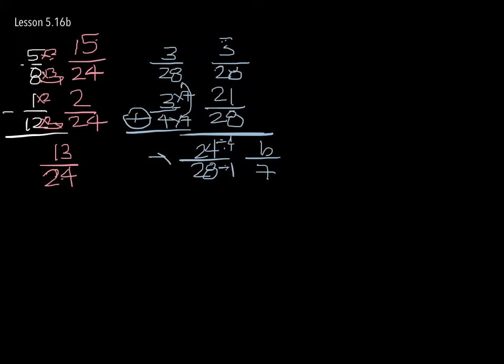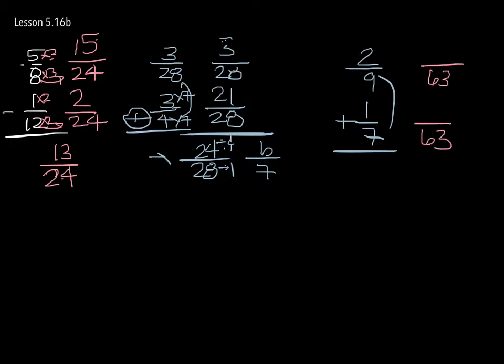Alright, let's look at our next problem. 2/9 plus 1/7. Now, boys and girls, this is one of those problems where we can rack our brain and try and find something, but sometimes it is easier just to multiply the two of them together. So if I multiply 9 times 7, I'm going to get 63. And if I multiply 7 times 9, I'm going to get 63.